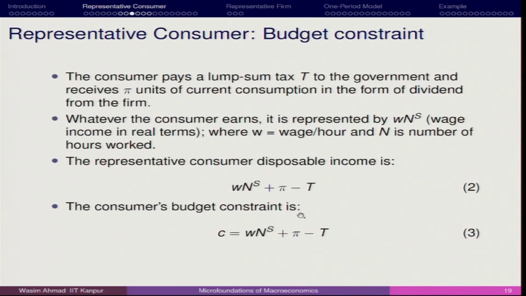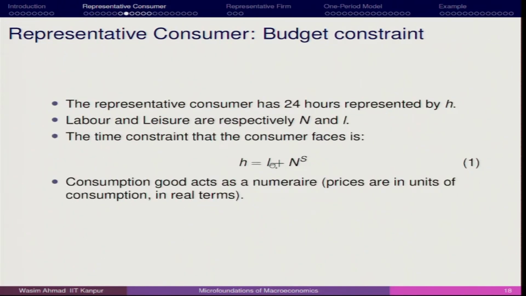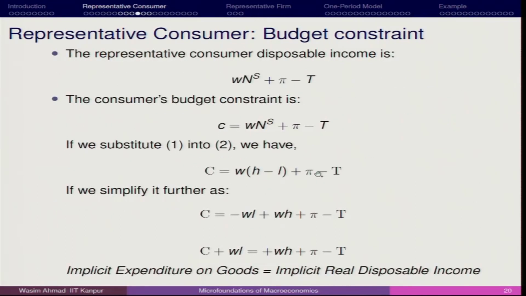Now, if you write the consumer's budget constraint, how does it look? It looks like this: C is equal to WNS plus pi minus T. Now, up to here we are clear. If you substitute this, we had equation 1: H is equal to L plus NS. If I solve for NS here, it becomes H minus L. So, C is equal to W times (H minus L) plus pi minus T. If you simplify this further, what are we going to get?